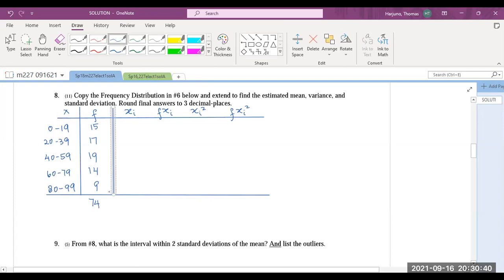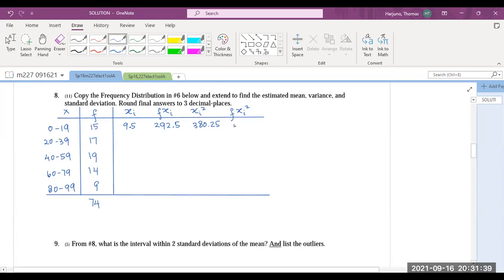Now, next, the Xi. The Xi is the midpoint between the lower class limit and the upper class limit of that class. So here, the Xi will be 0 plus 19 divided by 2, 9.5. Okay, now then use your calculator. What is FXi? FXi is 292.5. Xi squared, so 19.5 squared gives us 380.25. Now then multiply that by the frequency 15.